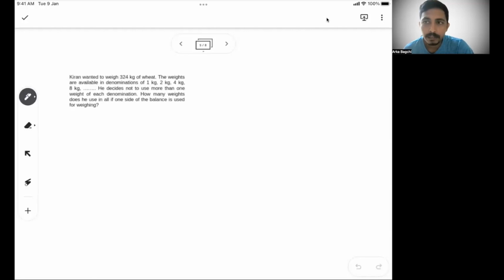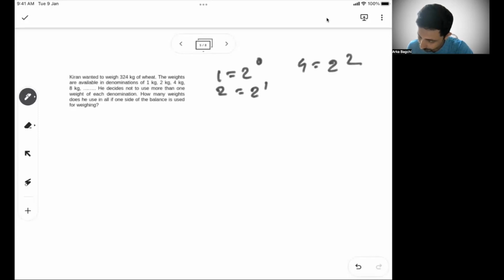Okay, the next problem. Kiran wanted to weigh 324 kg. The weights are available in denominations of 1, 2, 4, 8. Can I see the weights are in powers of 2? 1 is 2 to the power 0, 2 is 2 to the power 1, 4 is 2 squared, 8 is 2 cubed. He decided not to use more than one weight for each denomination. How many weights does he use in all if one side of the balance is used for weighing?